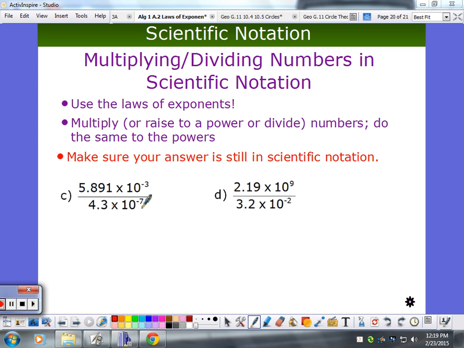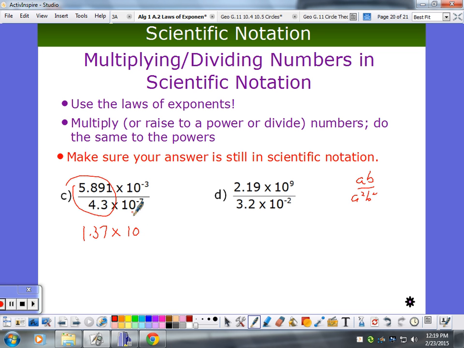So think about what we did before, when we had AB over E squared, B squared. Remember how we dealt with this and then we dealt with that? We're going to do the same thing. Let's deal with this. What's 5.891 divided by 4.3? 1.37? You get the same thing? Times, I've got the same power, right?